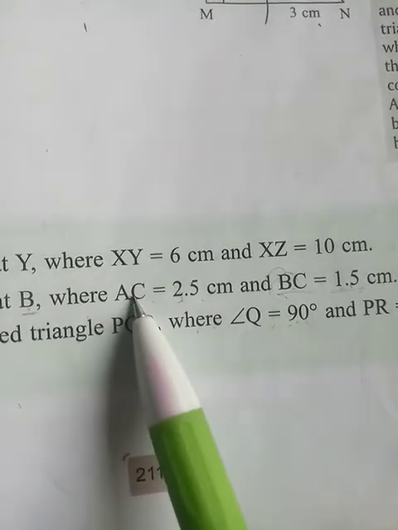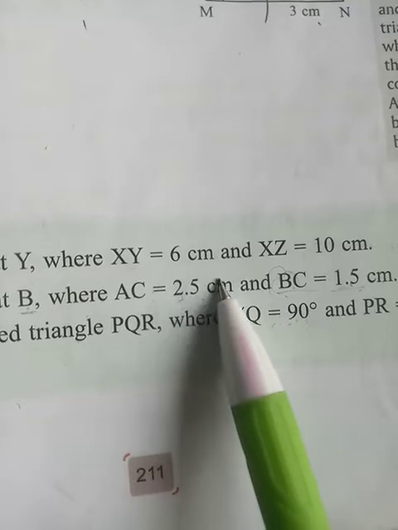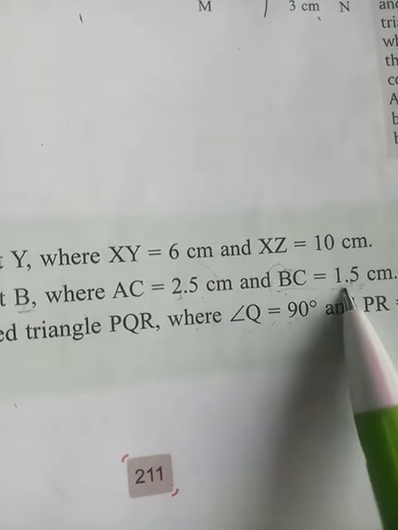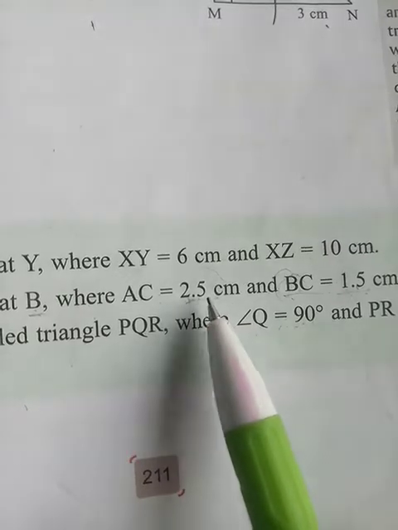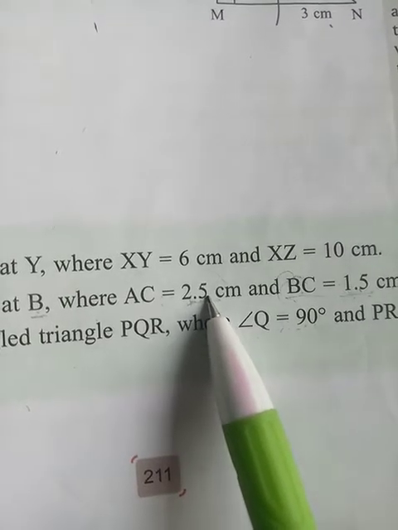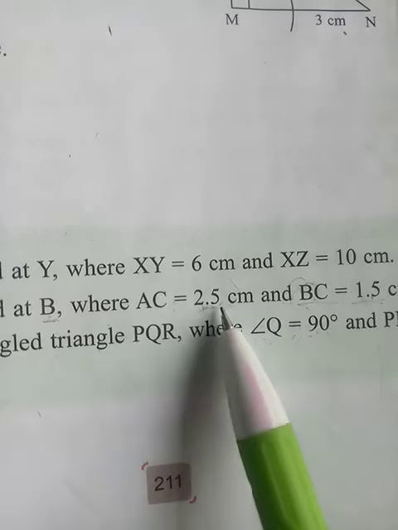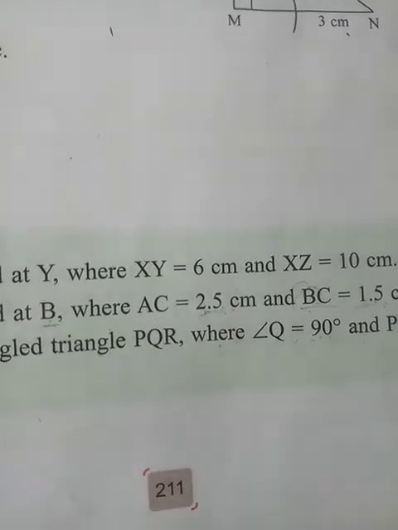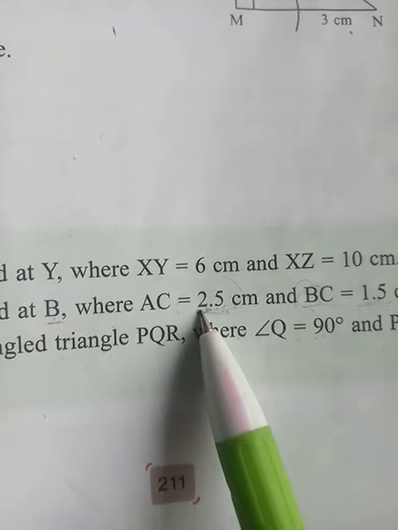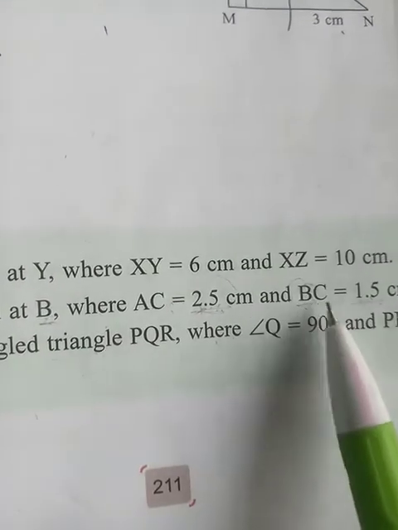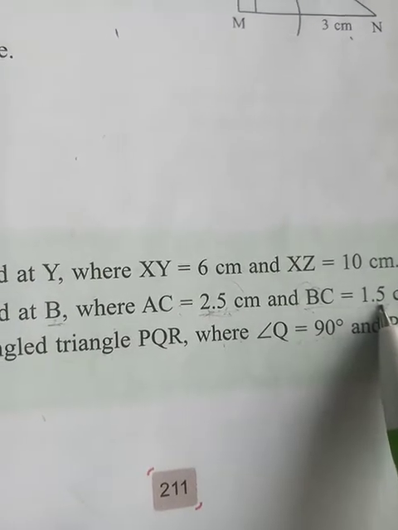AC is 2.5 centimeter, and because AC is greater than this one side, it should be the hypotenuse. As you know, the hypotenuse of any right angle triangle is always greater than the other two sides. So we have to take this 2.5 centimeter as the hypotenuse and BC 1.5 centimeter as the baseline. Clear?